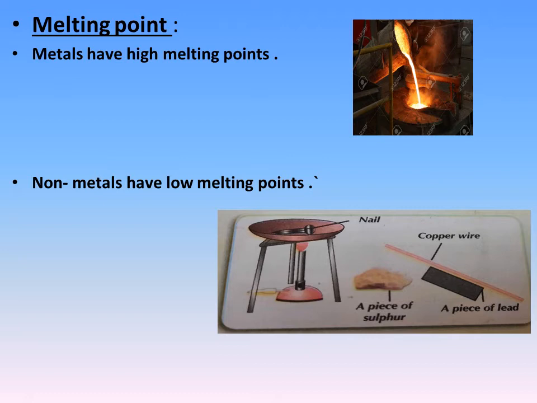Observation. The iron nail, the copper wire, and the piece of lead don't melt, while sulfur melts easily. So, elements differ in their melting points. Metals have high melting points, while non-metals have low melting points.